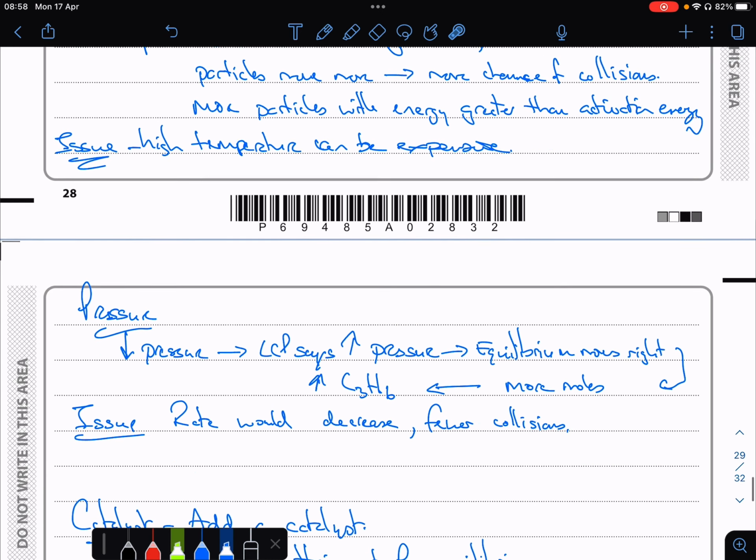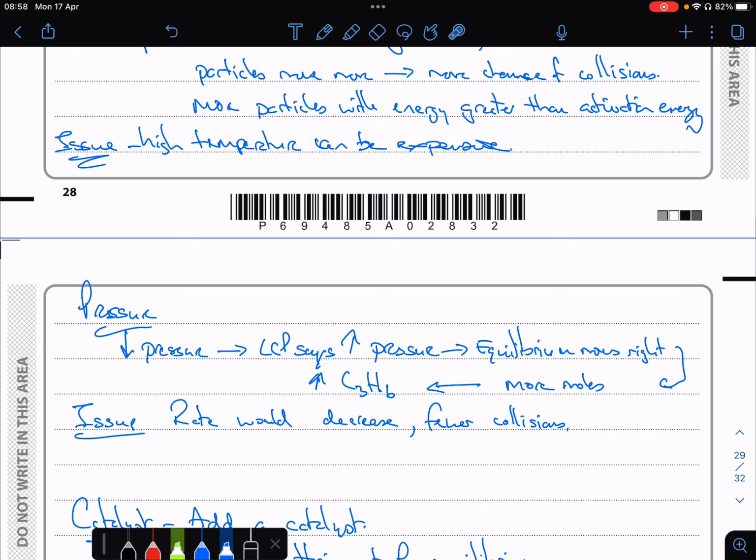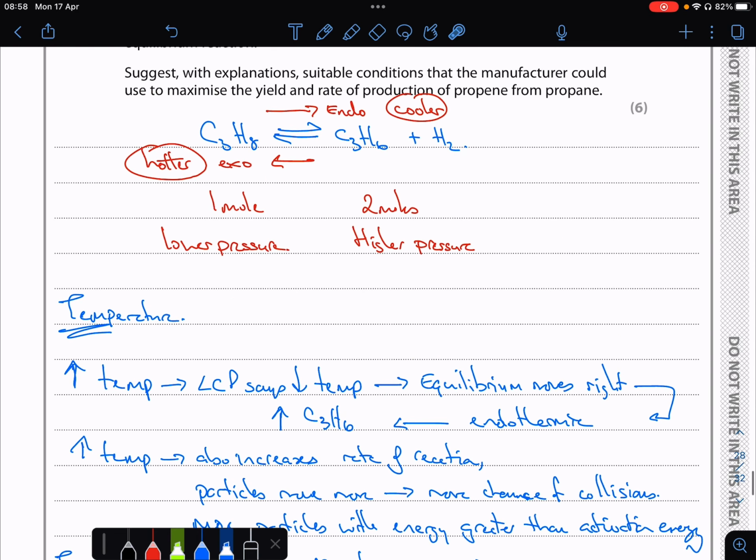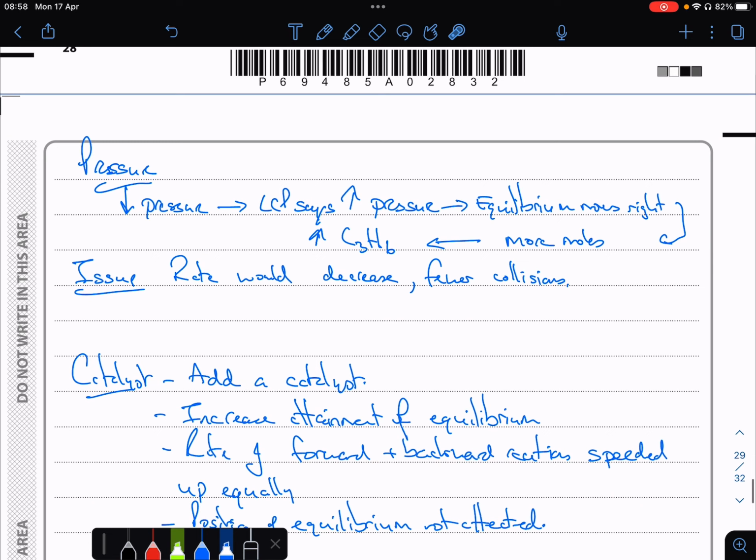Next one, let's look at pressure. So we're going to try and lower the pressure. Le Chatelier says the reaction will try and increase the pressure. If I just go back up a second, to increase the pressure, the reaction is going to move to the right because this is the higher pressure. There are more moles. So that means the equilibrium moves to the right, there are more moles, and therefore again we get an increase in the product that we want, which is a good thing.